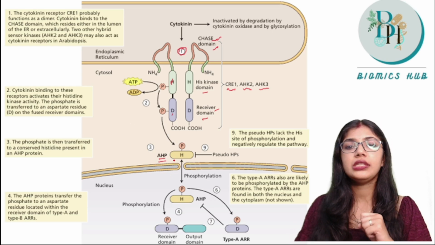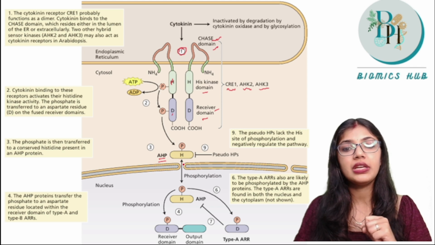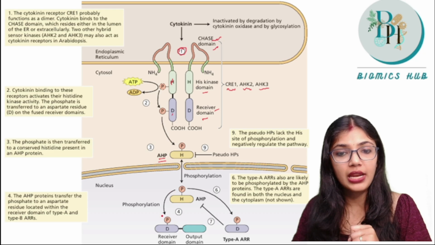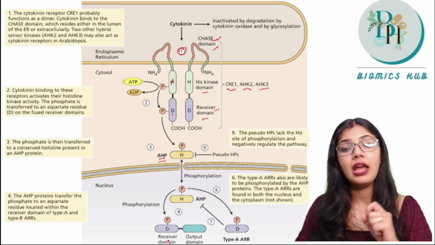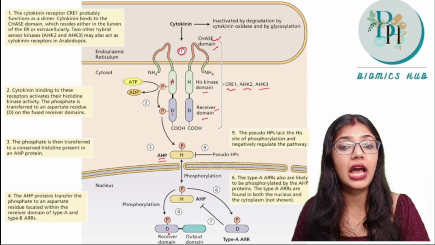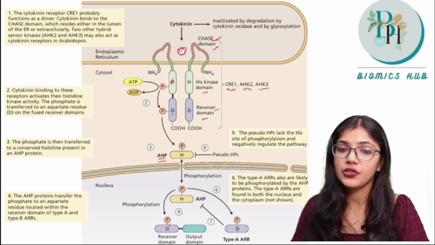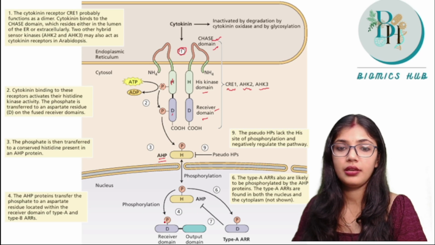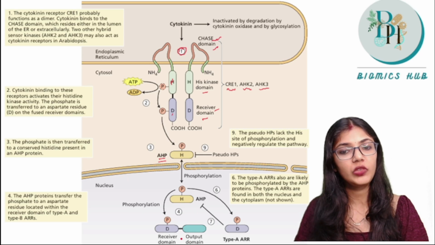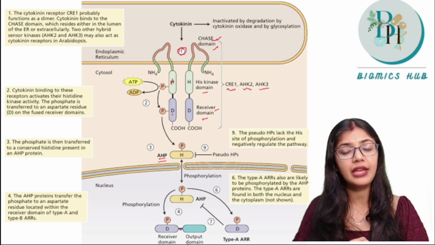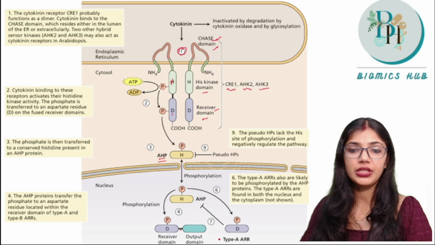These AHPs can transfer inside the nucleus and phosphorylate the receiver domain, which has an aspartate on it. So there is phosphorylation of this receiver domain, due to which there is a connection of the output domain. Here there will be synthesis of some other genes.